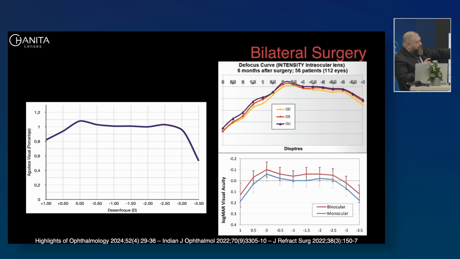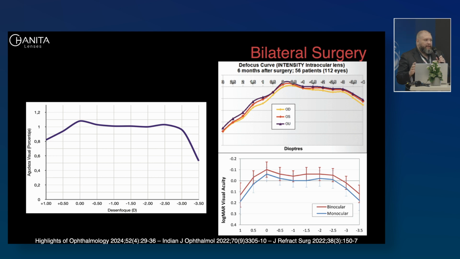And it's not just our data. Those are two other focus curves by independent researchers. The first one is by Dr. Bianchi, if I'm not wrong, and the second one actually compared the monocular and the binocular. Obviously, with binocular implantations, patients do see better. There's some binocular summation there.